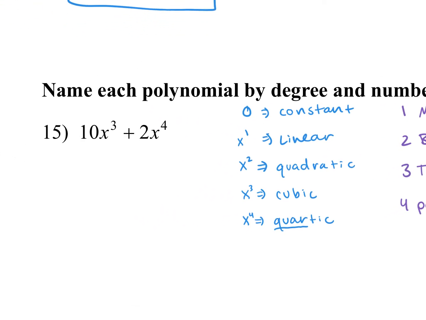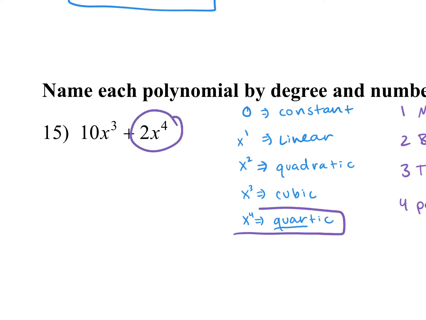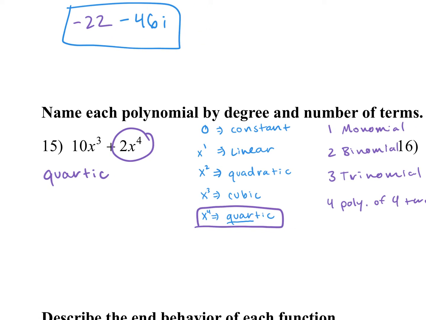So let's look at 15. So what is my highest degree here? The 4th. So I have x to the 4th power. So what would we call that? Quartic. And then how many terms do I have? I have 2, so it would be quartic binomial.